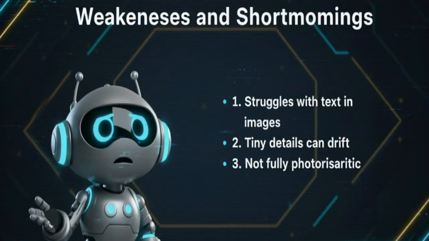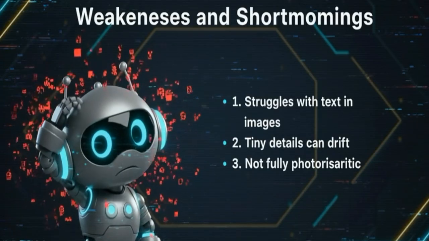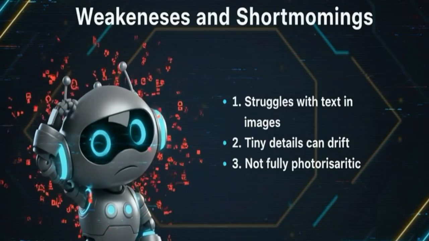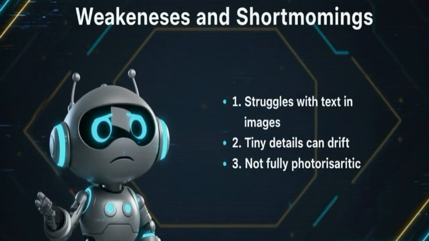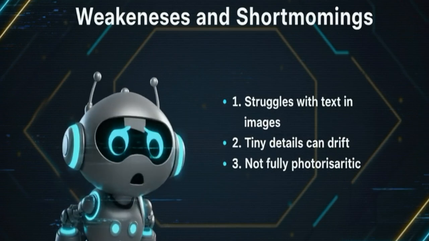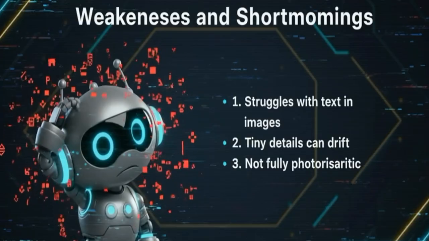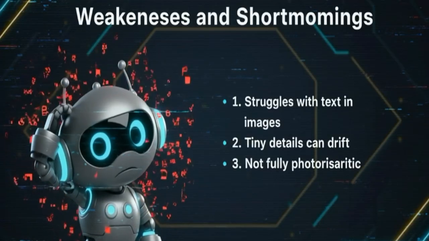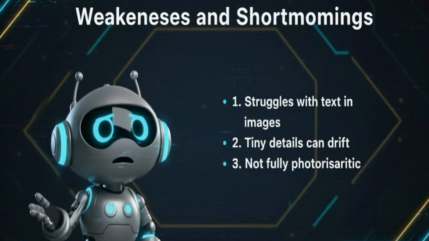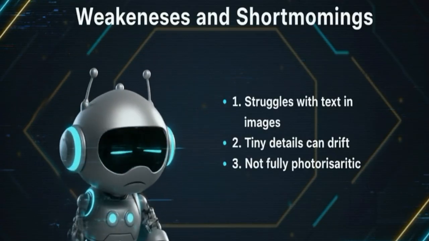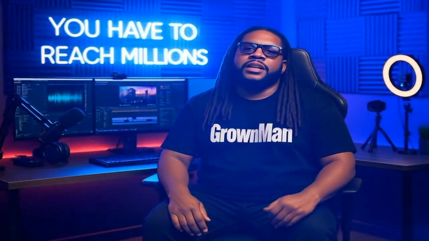Gemini 2.5 isn't perfect. 1. Text inside images. It's still bad at spelling. If you try to generate a logo with exact words or a business card with names, you'll get gibberish. Always add text later in Canva or Final Cut. 2. Tiny details. It's better at consistency, but it can still drift. Hands, jewelry, logos on clothing, those little details can change if your prompt isn't clear enough.